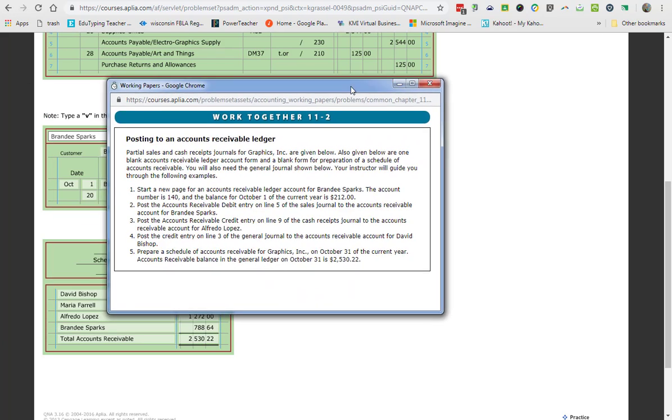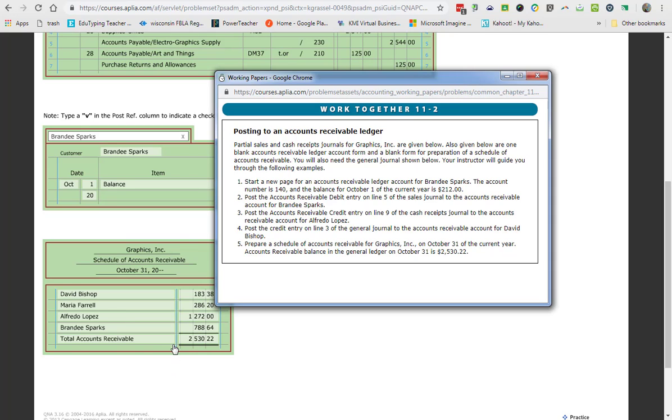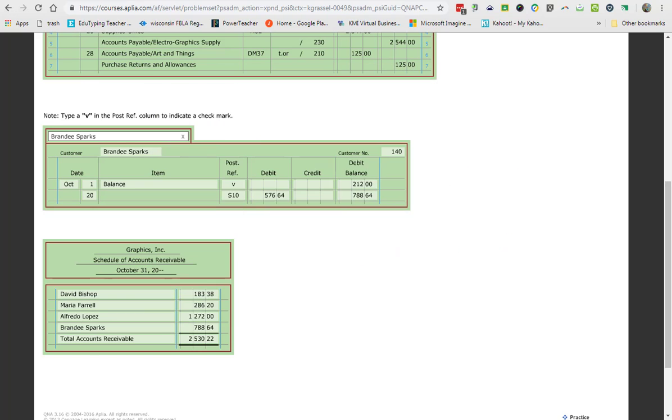The main thing we need to remember at the very end, your total of accounts receivable needs to equal the balance in the ledger account of accounts receivable of $2,530.22. And I equal, so I do my happy accounting dance. Woo woo. Just like you all do.